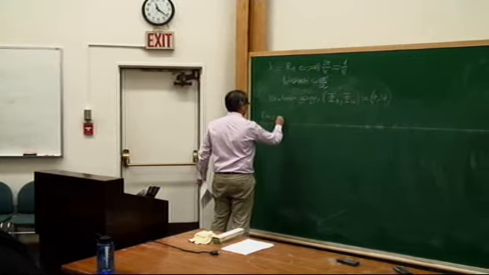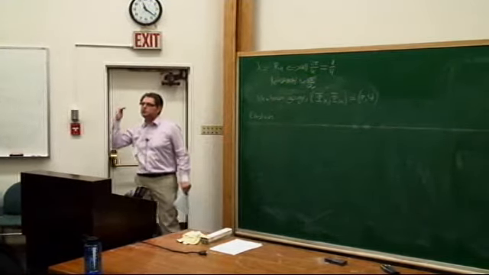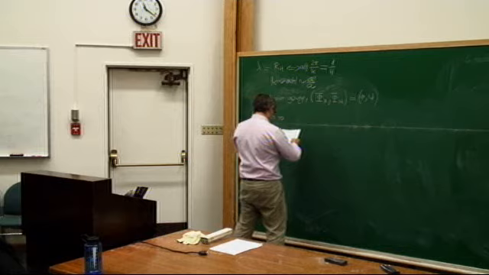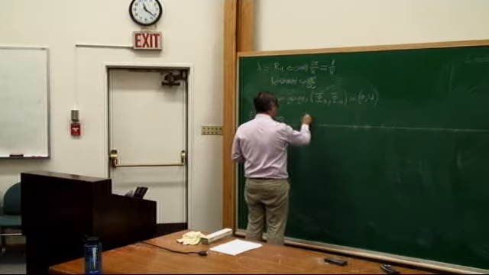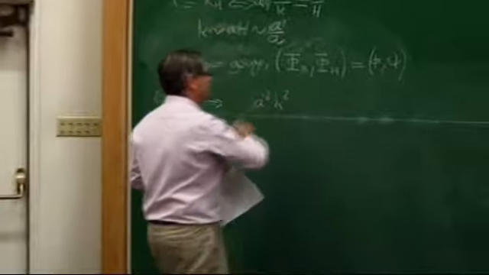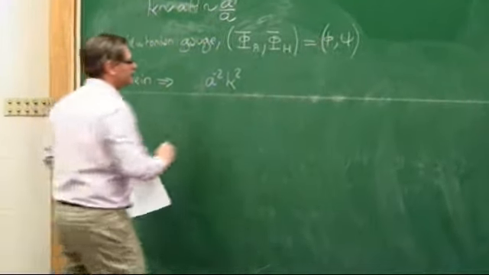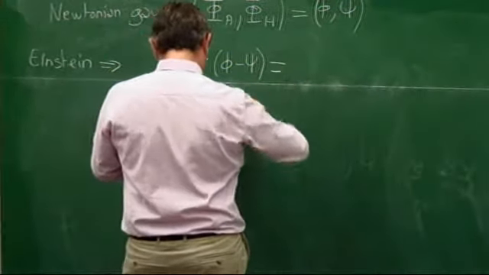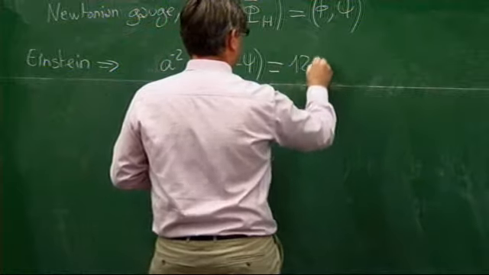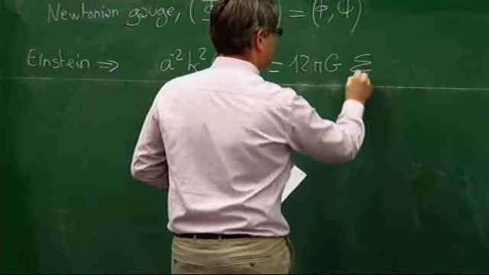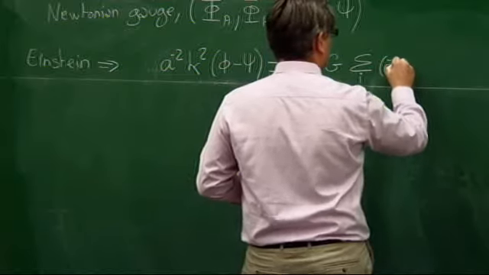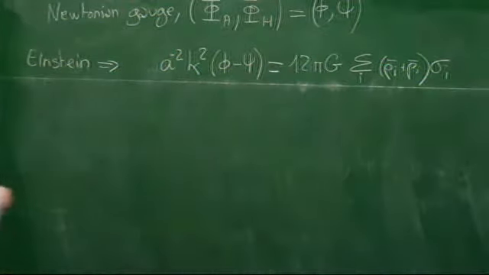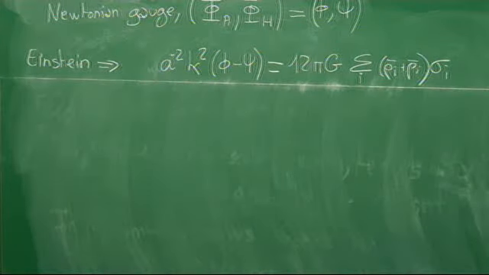So the first one is the one dealing with the shear component of the metric and of delta T mu nu. This shear component tells you that minus 2 k squared, because I am already working in Fourier space so I don't have a gradient here, times phi minus psi is equal to 12 pi G times the sum over all the fluids of the anisotropic stress component, rho plus p sigma of my fluid. i is a label for the fluid.